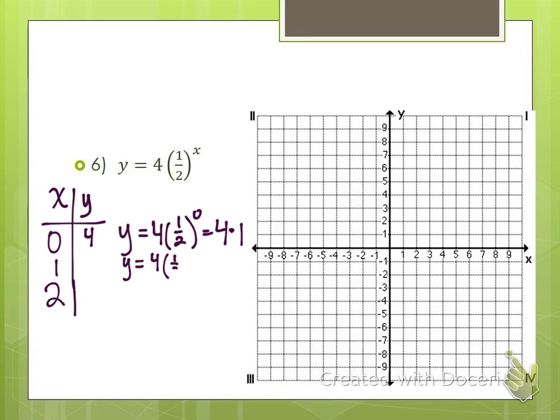Next, we've got 4 times 1/2 to the first power. That's going to be 4 times 1/2. 1/2 to the first power is just 1/2. What's 4 times 1/2? 2. Next, we've got 4 times 1/2 squared. So 4 times. What happens when we square 1/2? What do we get? 1/4. 4 times 1/4 is 1.